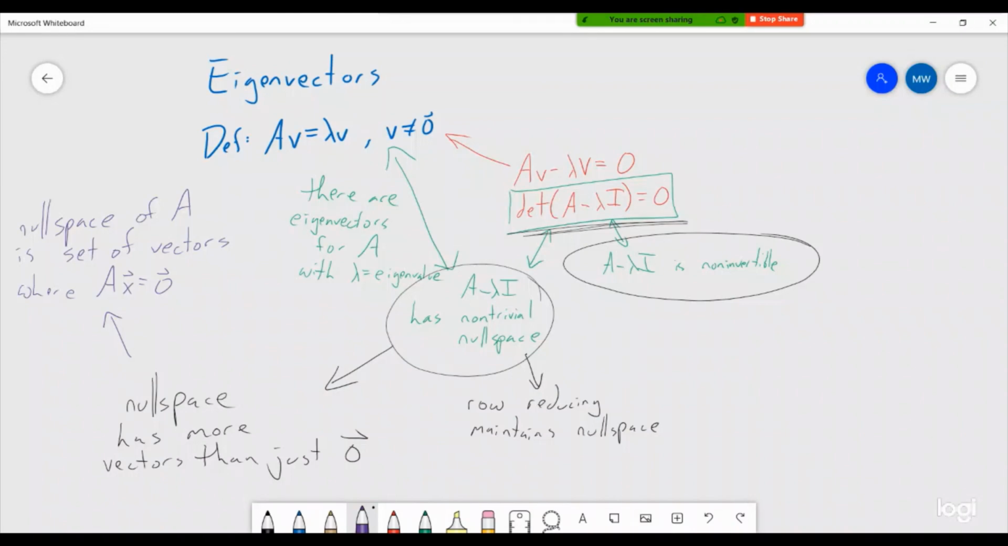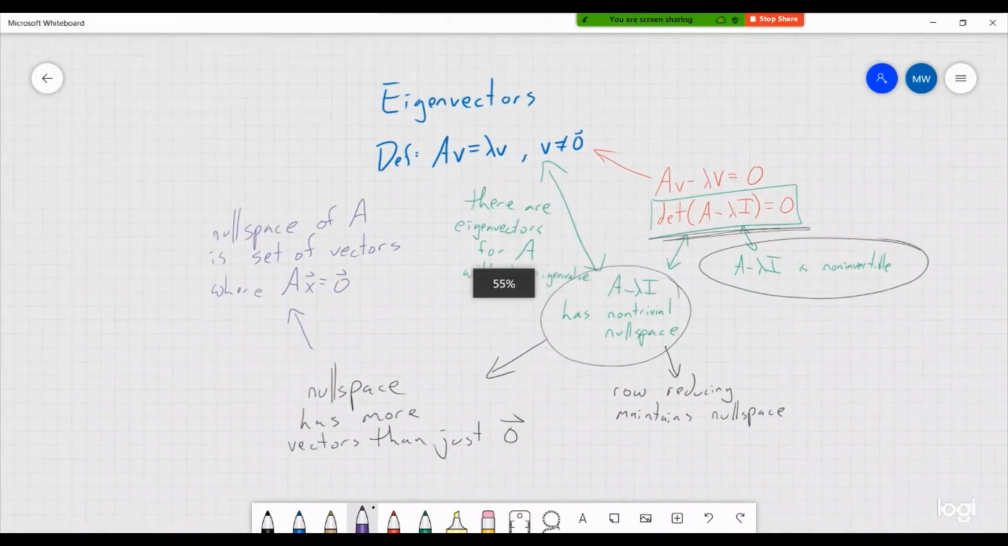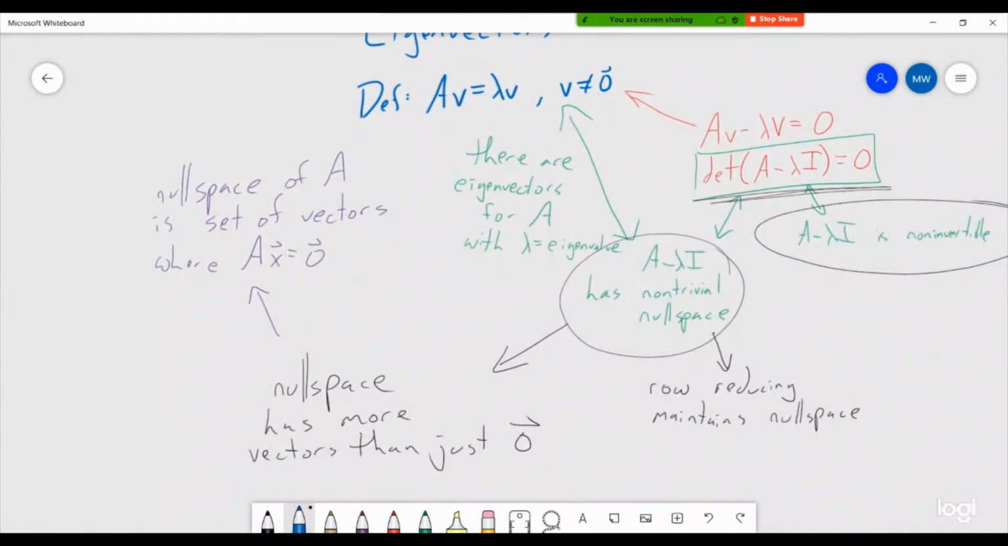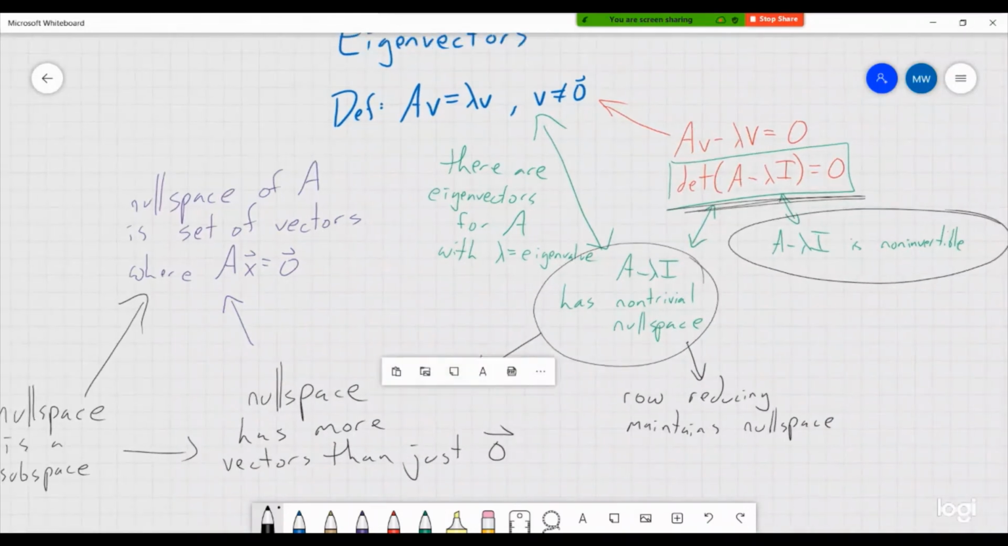For example, another connection you might draw is that the null space is a vector space, or subspace, depending on what you're referring to. That's another connection that you might be able to tie in if you need it. And those are the different things that I would be doing for the connections.